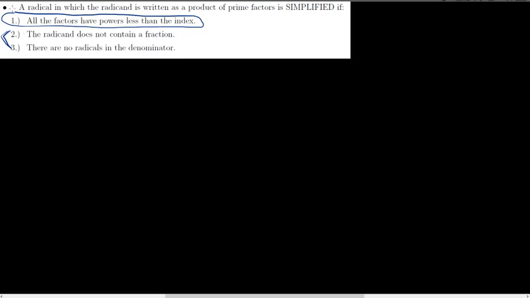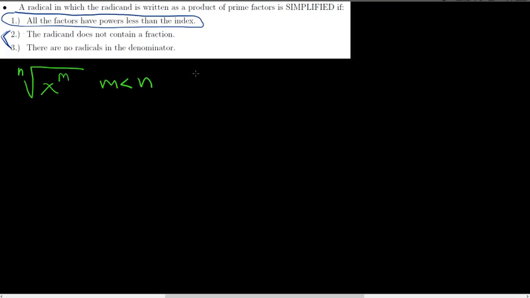So the main thing here: a radical in which the radicand is written as a product of prime factors is simplified if all the factors have powers less than the index. So what does that mean? If I have the nth root of some number or some variable x to a power, let's say m, and x is some prime number, and m is the exponent, well, according to this, the power m has to be less than n. The power has to be less than the index.